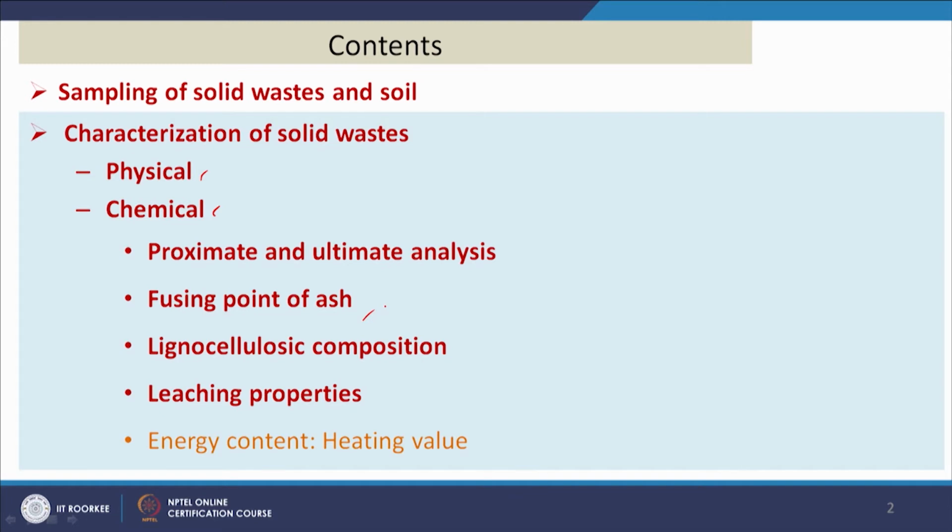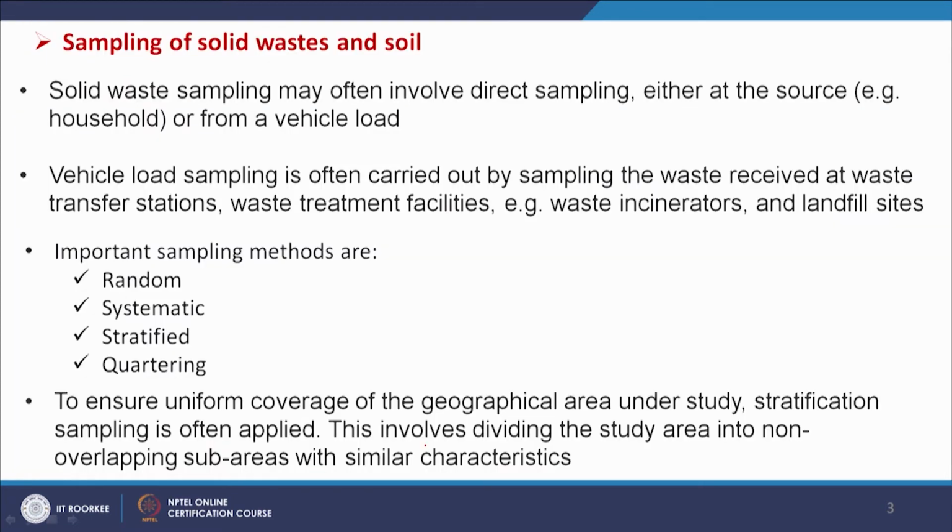In this class we will discuss sampling of solid waste and soil, and characterization of solid waste, that is, the physical and chemical characteristics of solid waste and the methods for this characterization, like proximate and ultimate analysis, fusing point of ash, lignocellulosic composition, leaching properties and energy content. These are the chemical characteristics, and first we will see how to sample the solid waste or soil samples.